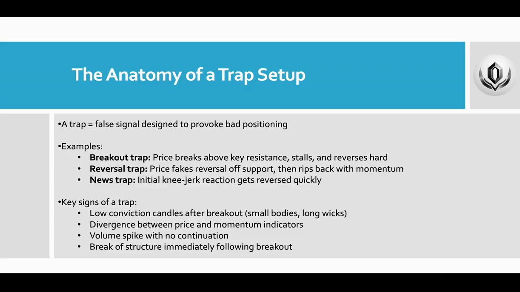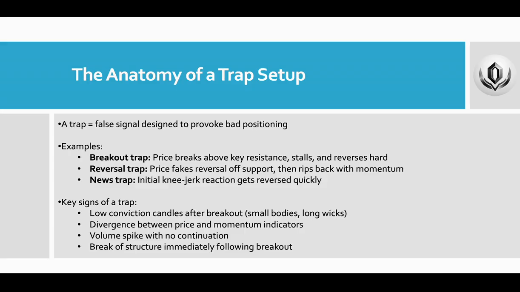There are a few common types. Breakout traps, which is when price breaks out and then immediately reverses. There are reversal traps, which look like price is turning, often off a support level, but it's actually bait and it continues. News traps, big moves on a headline, and this is very common for JOLTS, FOMC, CPI, and PPI. So it'll be a big move on the headline and then reverse within minutes.